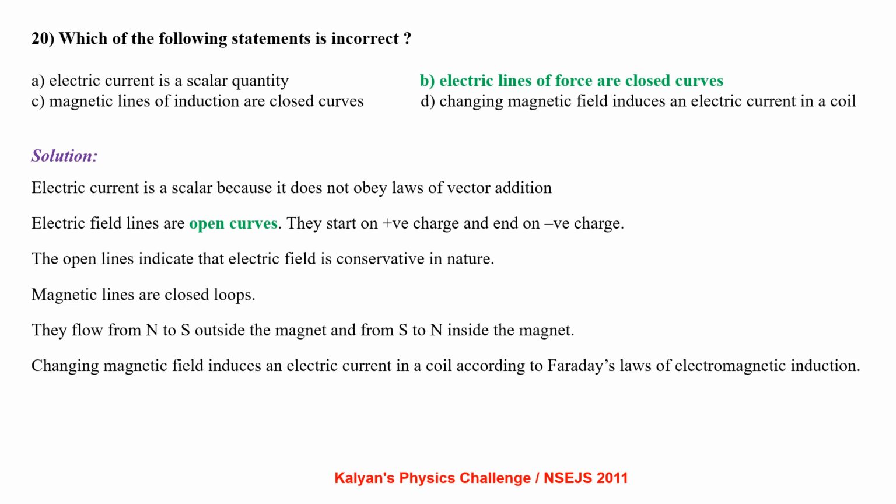Electric field lines are open lines. They start on positive charge and end on negative charge. So the open lines indicate that the electric field is a conservative field. Magnetic lines are closed loops. They flow from north to south pole outside the magnet and from south to north pole inside the magnet. Changing magnetic field induces an electric current in a coil according to Faraday's laws of electromagnetic induction. So the incorrect statement is statement B.